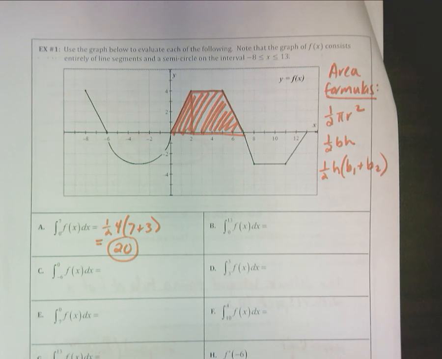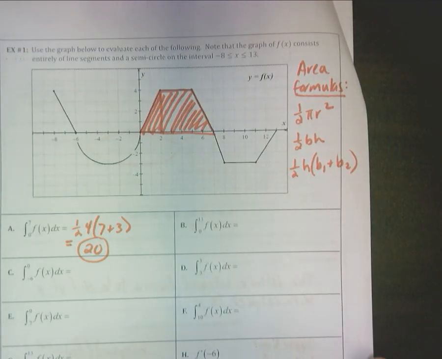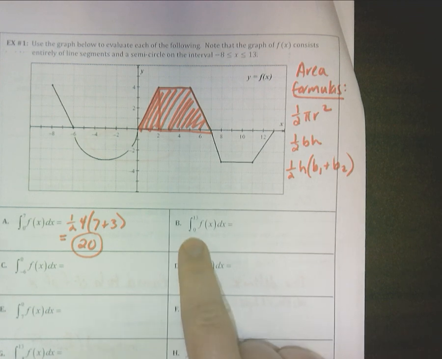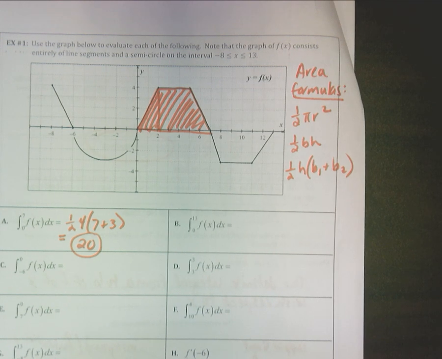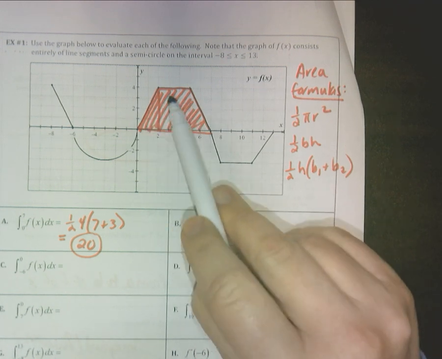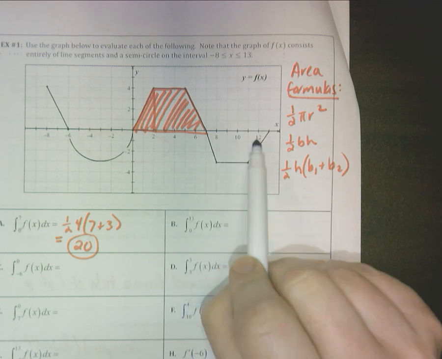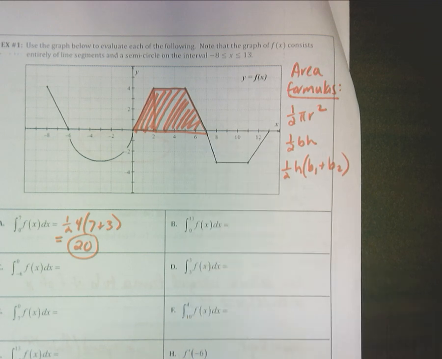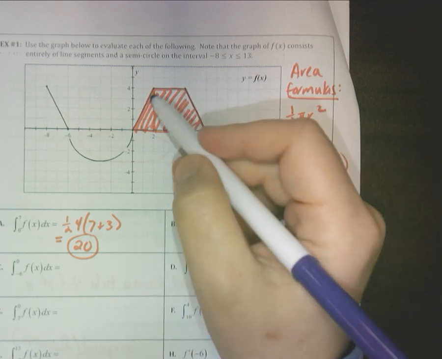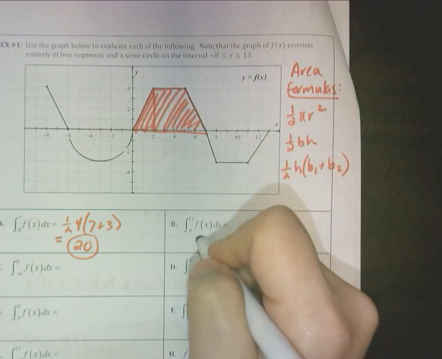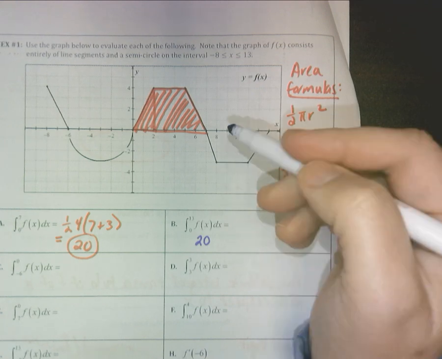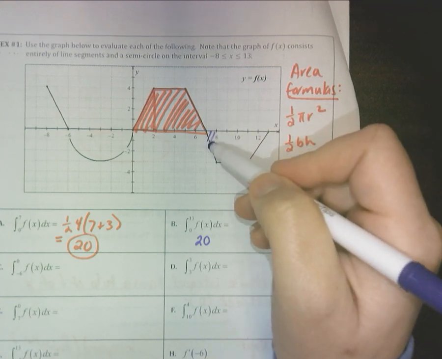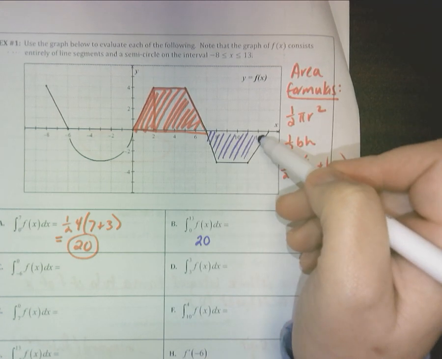All right, let's do another one. Let's do B. The area from 0 to 13 of the function. Ooh, okay, well, what does that mean now? Well, not only do I have this area, but I also am including this area. So I want area 20, and I'm going to subtract from this. Or another way to think about it is anything under the x-axis is negative.